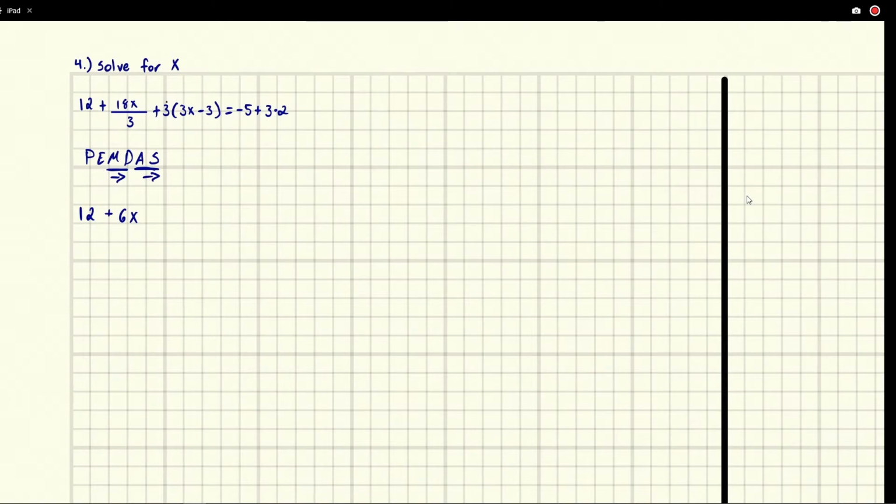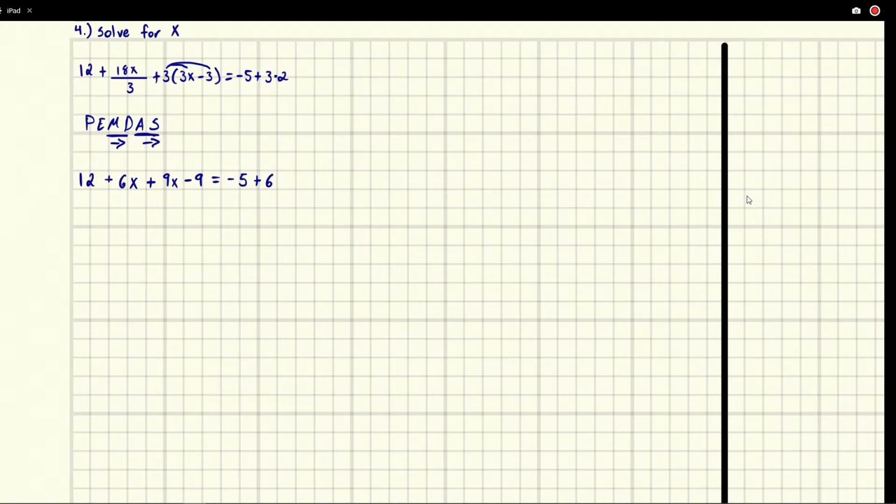And then for the parentheses here, we have some multiplication happening. We have a 3 being distributed in to these things, right? They're being multiplied. I highly recommend writing the lines because it helps you visually see it. So 3 times 3, that's 9x. And then 3 times negative 3 is minus 9. And then finally, we have equals minus 5, and then we have 3 times 2. Well, 3 times 2, that's 6. So that's plus 6. Excellent.